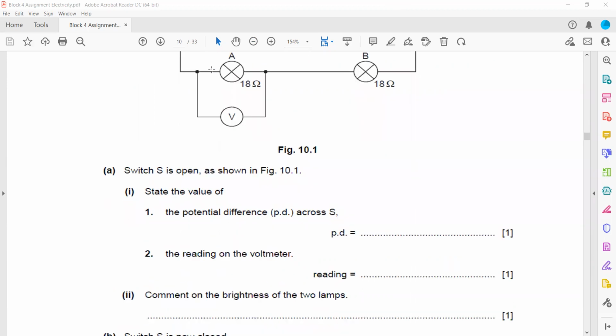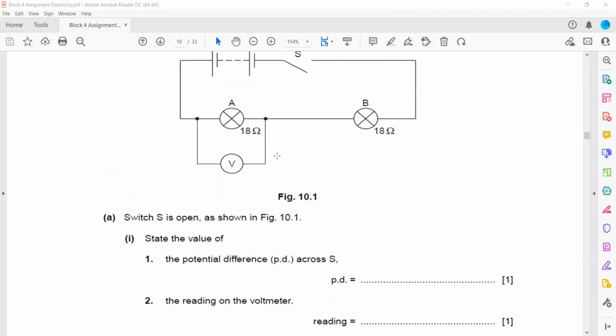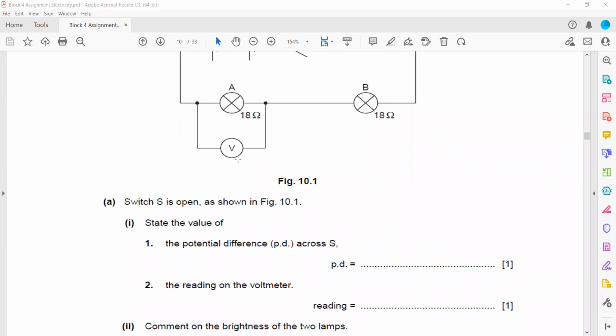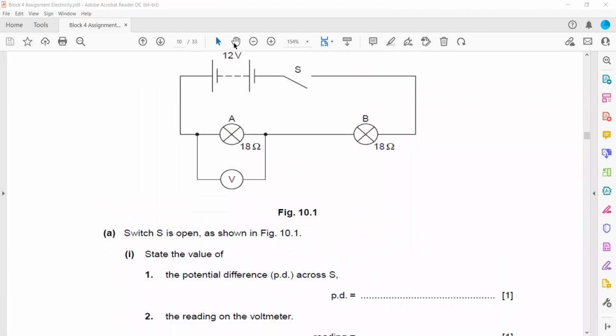Then the switch S is open. State the value of the potential across S1. So across the open switch, the voltage is the same as the voltage of the supply whenever the switch is open. If the voltage of the supply is 12, how much voltage will there be across the open switch? That will be 12.